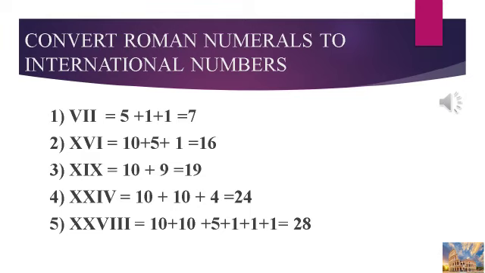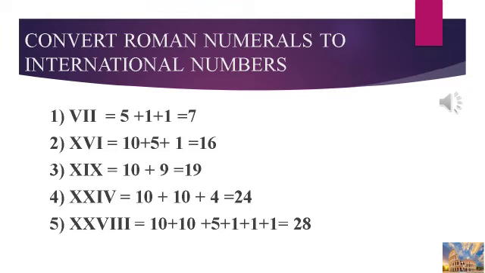In the first example, VII, that means the smaller number is appearing after the larger number. So it gets added. So V equals 5 and I equals 1. So when we add 5 plus 1 plus 1, we will get 7.